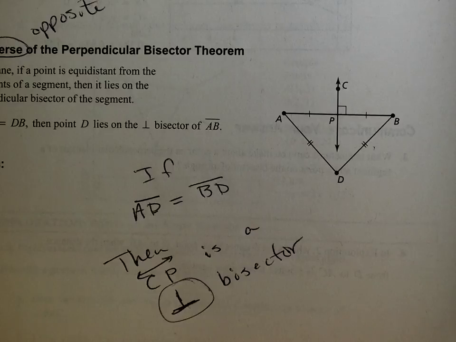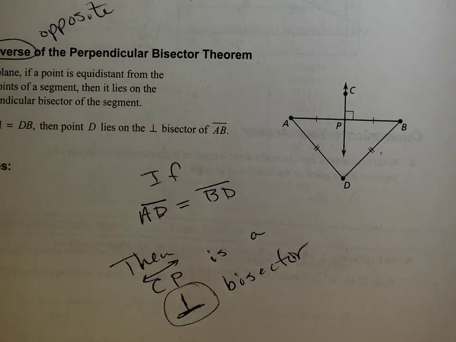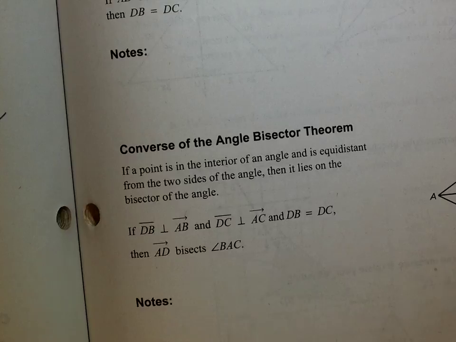Okay, does that make sense? If you cut something in half, you got two equal parts, right? If you have two equal parts, you cut it in half. See, I said just the opposite, didn't I? If you cut something in half, you have two equal parts. If I have two equal parts, then it got cut in half. Just saying the opposite. That's all I'm saying. Okay, now let's move to the angle bisector, okay?